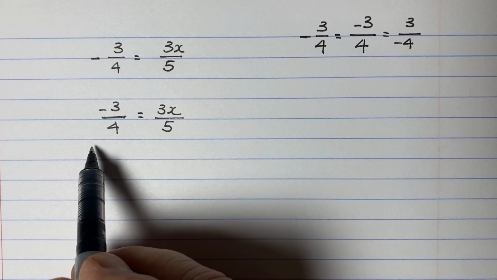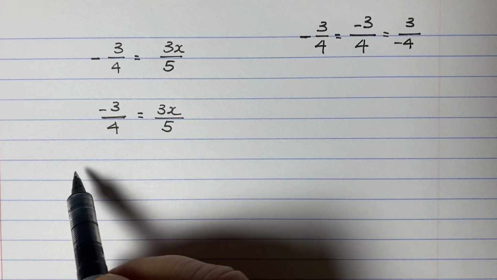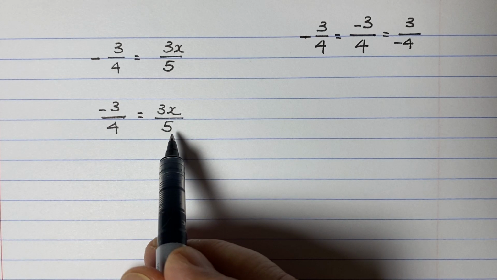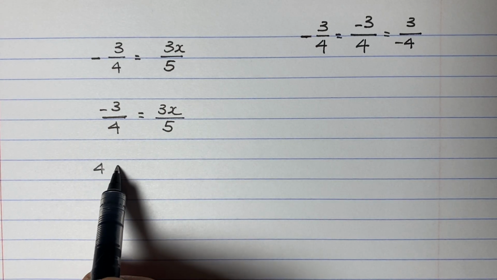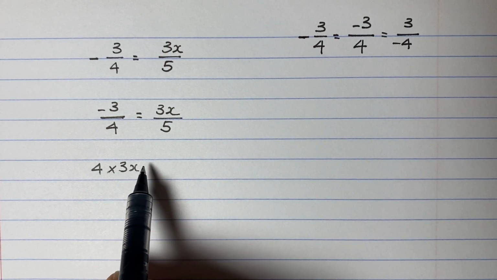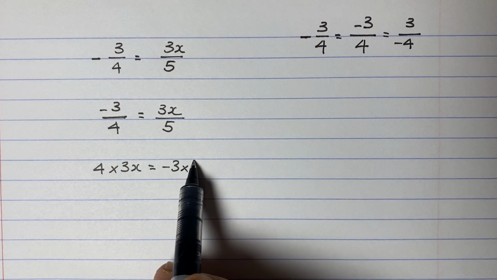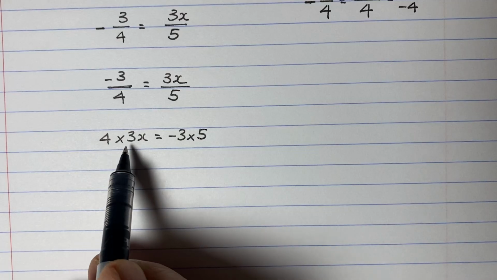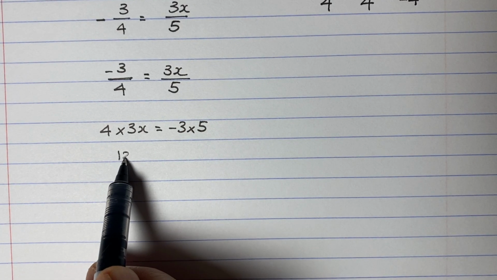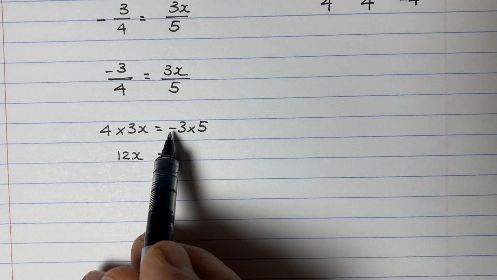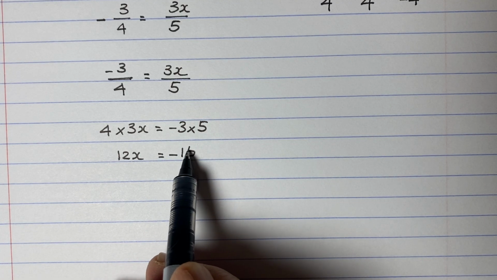If I want x to be on my left hand side, I multiply this side first, equate to this one. So 4 times 3x equals minus 3 times 5. 3x times 4 is 12x. And negative 3 times positive 5 is minus 15.